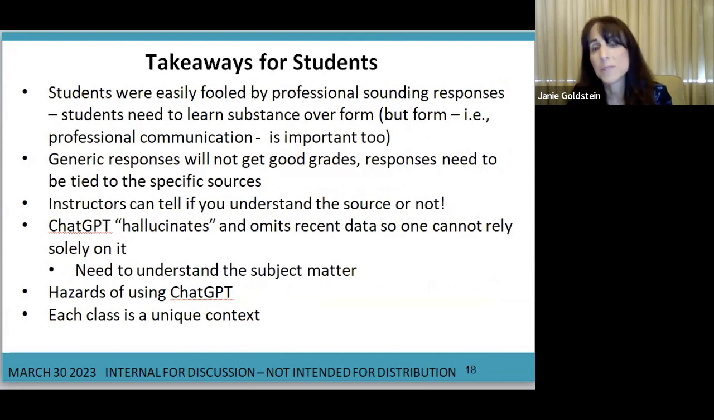And again, the takeaways for students are pretty similar to what I wrote in my announcement, but I think there really is something about form over substance, and they have to realize that substance matters. ChatGPT does help with form, but it doesn't get at some of the substance issues. Generic responses are not going to get good grades if you're asking about specific sources. If I have graded an assignment focused on a specific case hundreds of times, I know that source inside out, and they have to use the source. They cannot rely on ChatGPT. So there are a lot of hazards, and each class is a unique context.